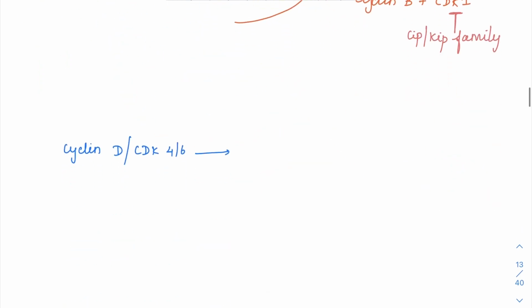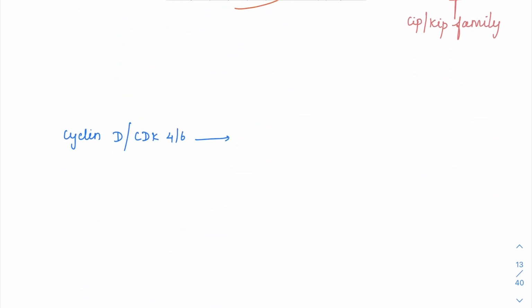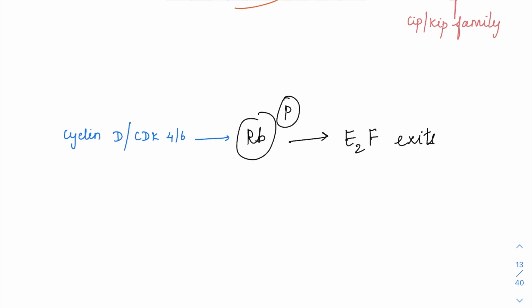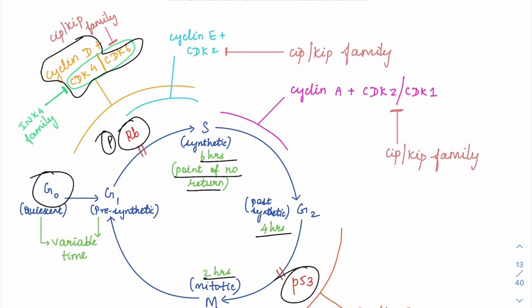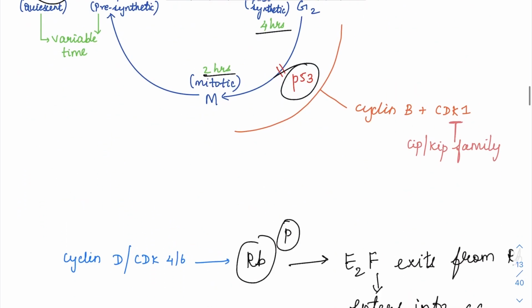So I will write it again here. Cyclin D and cyclin dependent kinase 4 and 6 will come and phosphorylate the retinoblastoma. In turn, the E2F which was attached to the retinoblastoma protein will exit and enter the cell cycle, causing the cell cycle progression. Okay. Other than that, we have various other cyclins and cyclin dependent kinases as well. So let's see those one by one now.